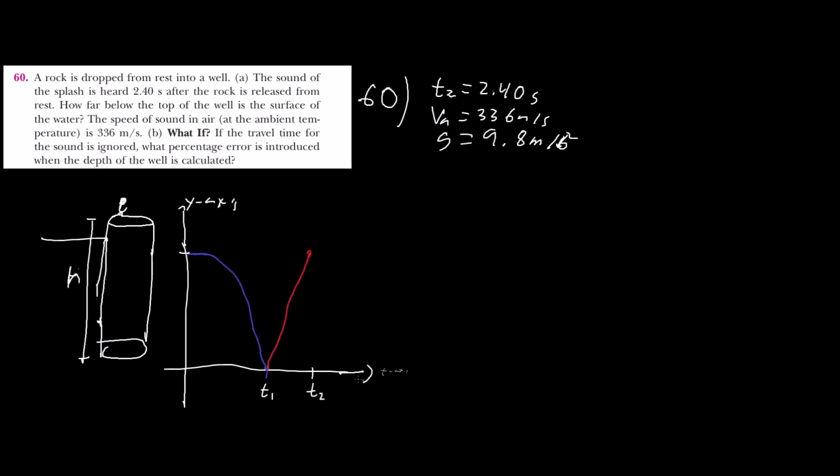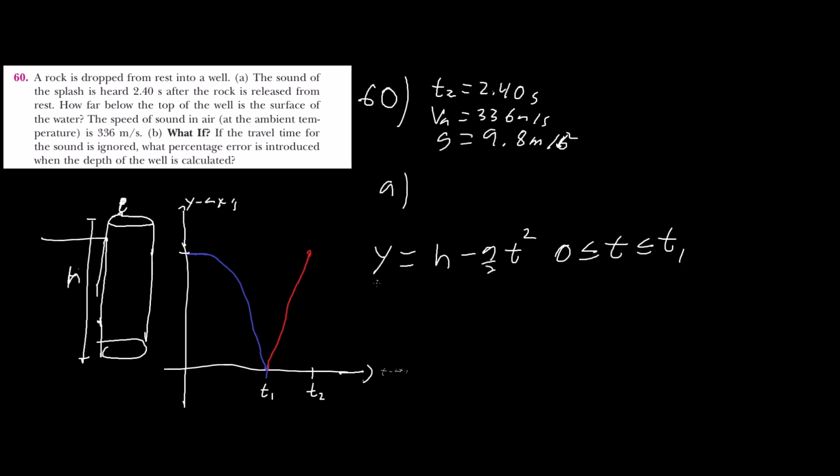All right, folks, now that we have the visual presentation out of the way, let's actually solve this. Let's see what they're asking. The sound of the splash is heard 2.4 seconds after, which I already wrote down. How far below the top of the well is the surface of the water? Of course, they're asking for H. So what is H? The equation for the blue graph is y equals some initial position, which is going to be 0, minus g over 2 t squared, with t going from 0 to t1.